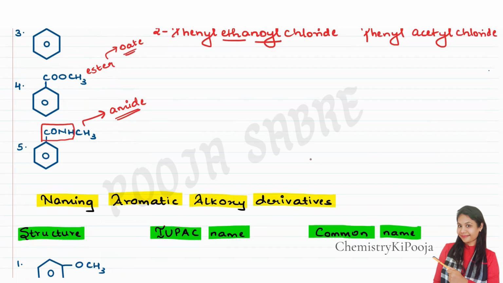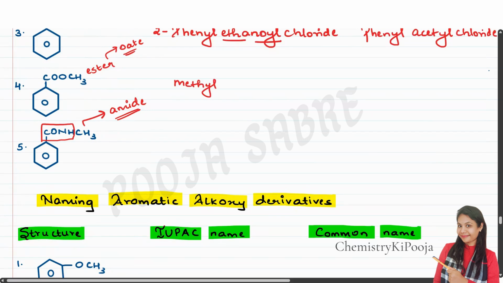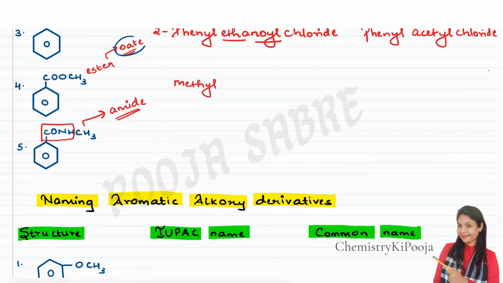Now coming to the fourth question, methyl. As I said, you're going to use the suffix OATE. So it becomes benz, then remove ENE and replace it with OATE. So it becomes methyl benzoate.